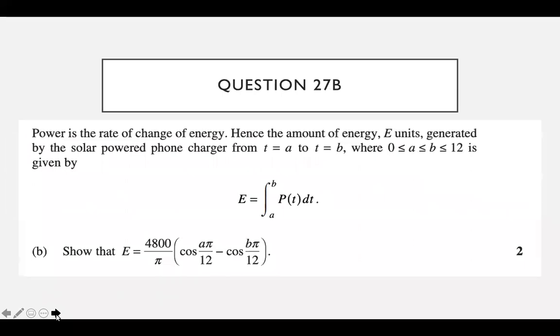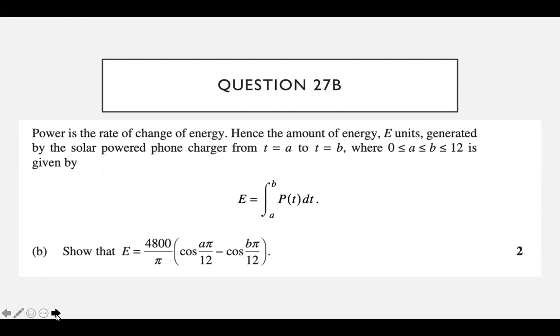Question 27B, we had a show question. The students were told that power is the rate of change of energy, and then told that the amount of energy generated by the solar powered phone charger could be given by E as the integral of P(t) dt. And so the students in this question needed to show that E equals 4800 over pi, cos(A pi on 12) minus cos(B pi on 12).